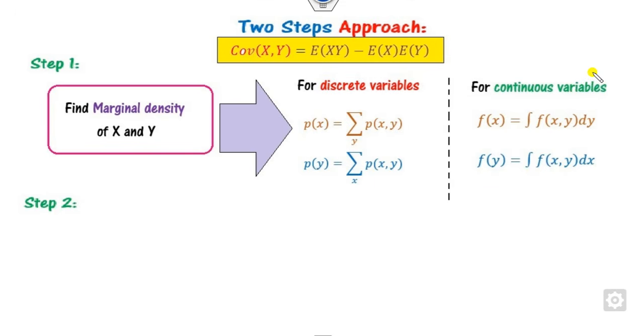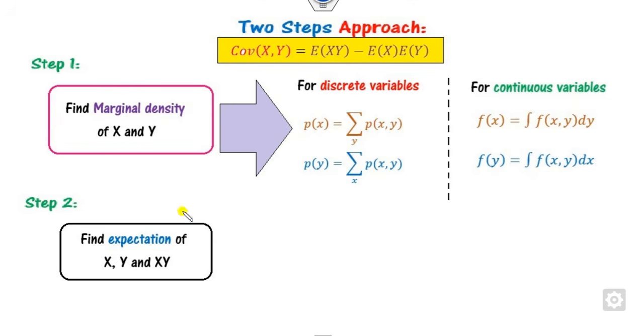How can you find the marginal density function? We all know when you have a discrete random variable, then to find the marginal of x, you take the sum over all those y's. Similarly, the marginal of y is the sum over all those x's. Similarly, for the continuous case, instead of the summation, you have to take the integration over y and x. Once you find the marginal of x and y, step number 2 is to find the expected value E(X), the expected value E(Y), and the expected value E(XY).